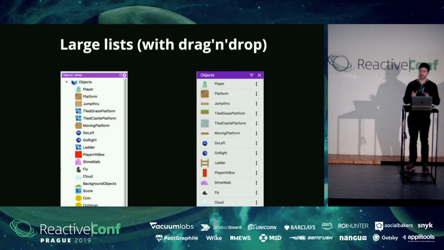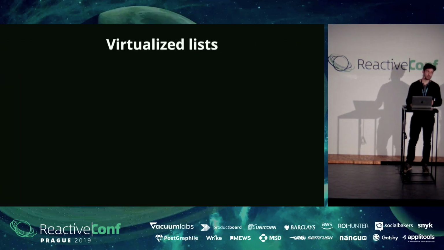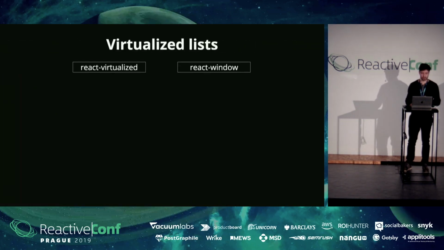Then the first challenge I had when remaking this whole interface in React was to display large lists of objects. And when I say large, it's sometimes hundreds of elements or thousands. For example, the list of objects in a game. In this case, using a virtualized list has been really useful, using, for example, React Virtualized or React Window.